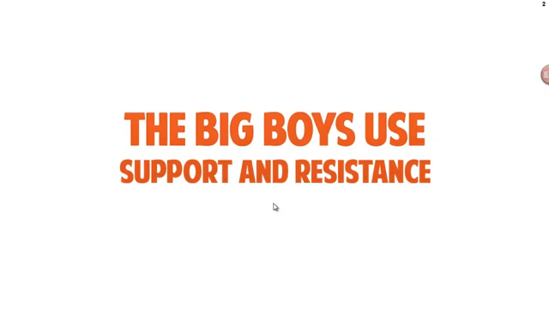So the question is why? Why not just use Fibonacci and pivots? Well, it's because the big boys use support and resistance, and the big boys are banks, institutions, hedge funds, those kinds of places. They use support and resistance. They view their charts in the same way.